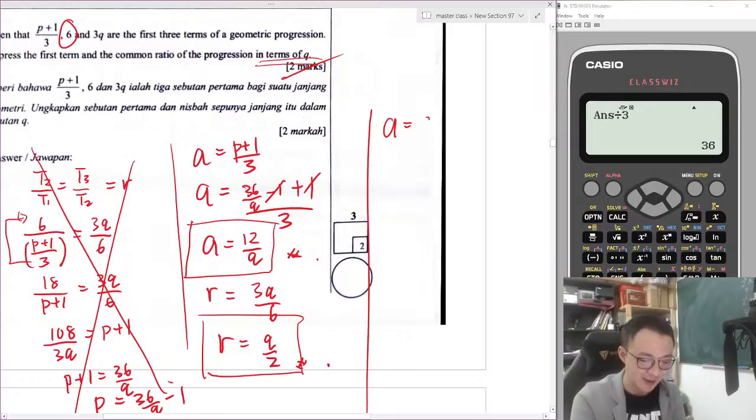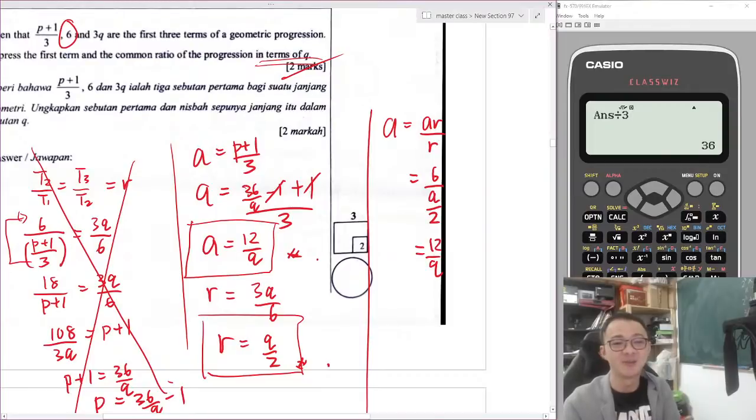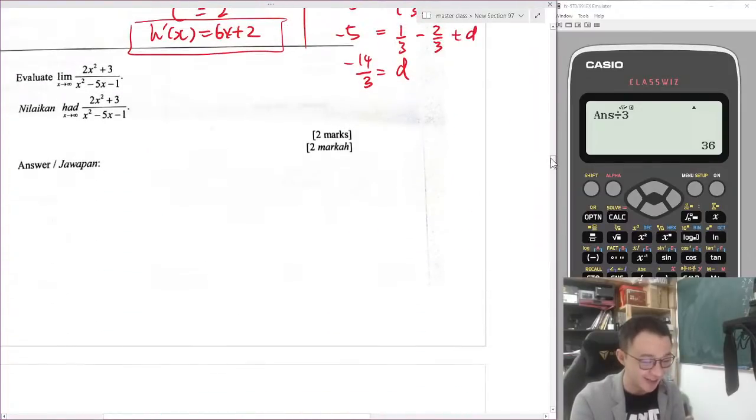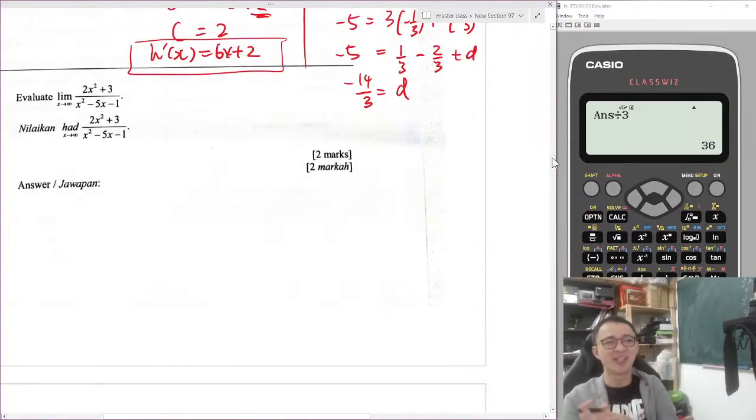Second term is AR, right? We divide by R. So therefore you can use 6 over q/2. So you straight away get 12 over q, without needing to find so many things. Yeah, I never thought of that. Thanks for letting me know. That's why I was wondering how come 2 marks need to do so many steps.